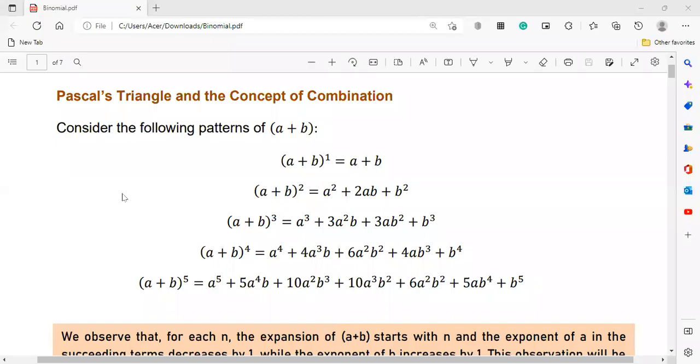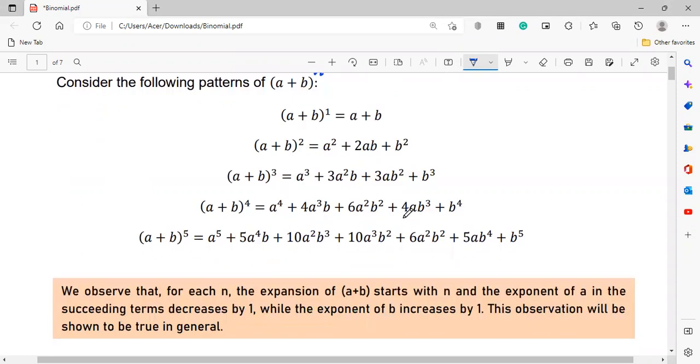Okay, so pag-usapan naman natin the Pascal's triangle and the concept of combination. So we consider the following patterns of a plus b raised to n. Start from 1, so we have a plus b. But if you have a plus b raised to 2, we'll have a squared plus 2ab plus b squared, and so on and so forth. So how do we observe the triangle here?